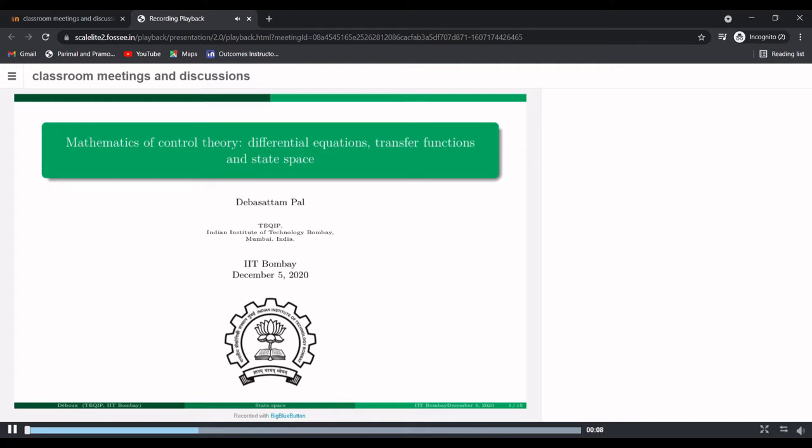So the topic of discussion for this evening is mathematics of control theory, and the subtopic that we are going to talk about in this session is differential equations, transfer functions, and state space, all of which are integral parts of control theory, and we'll try and see the mathematics behind it.